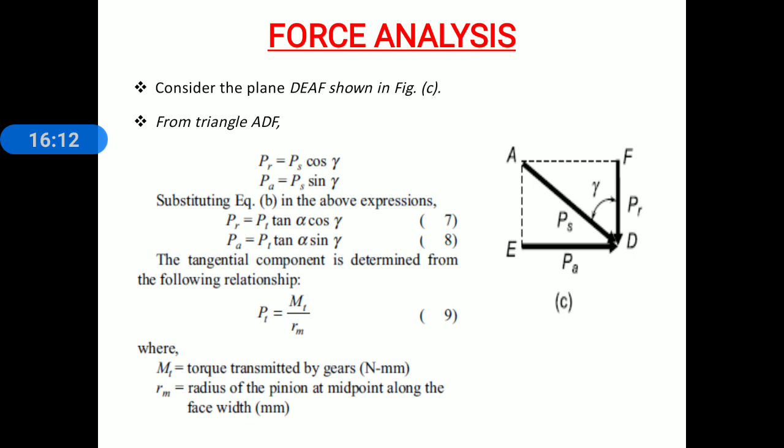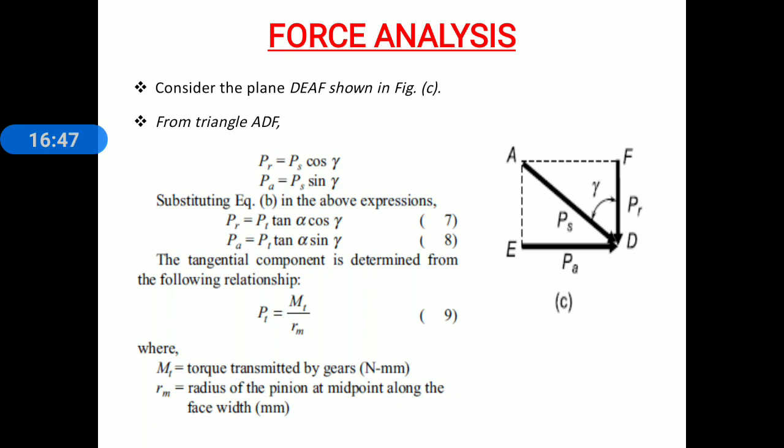Now, considering figure C, we consider a plane DEAF, and in that we consider a triangle ADF. In that triangle, we consider cos gamma. Cos gamma, that is adjacent side to the hypotenuse. Adjacent side is PR, hypotenuse is PS. Therefore, cos gamma is equal to PR divided by PS, and therefore the radial component PR is equal to PS into cos gamma.